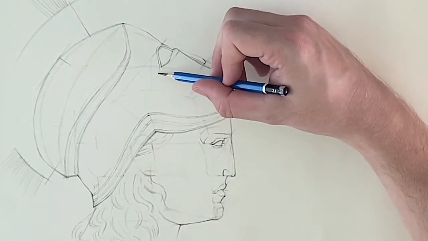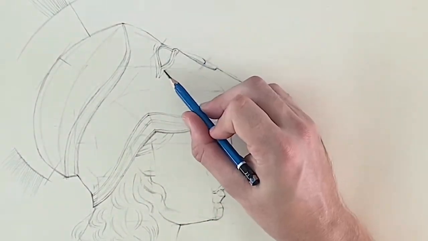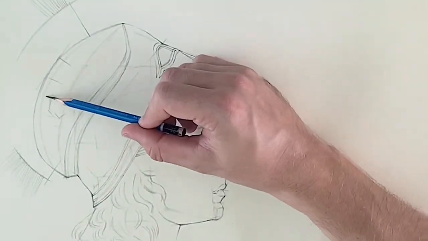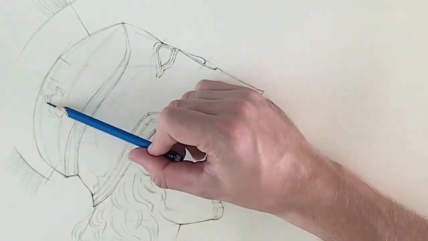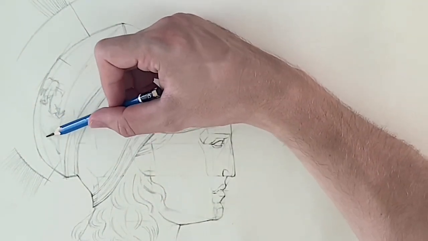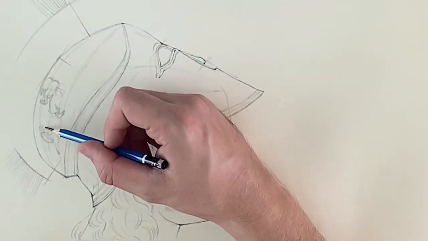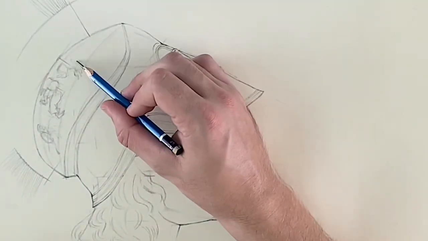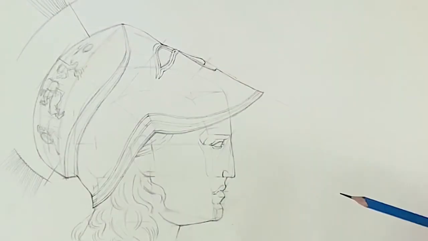I decided to make this video because I wanted to give you guys a glimpse into the drawing method that I like to use, especially when I'm designing characters. So this was a character design that I came up with for Achilles. And I drew him in a couple of different angles, right?